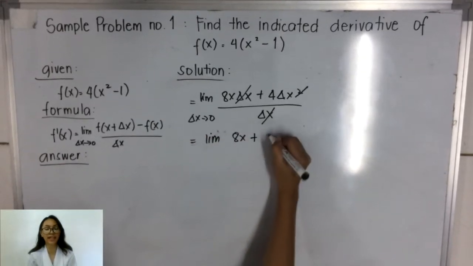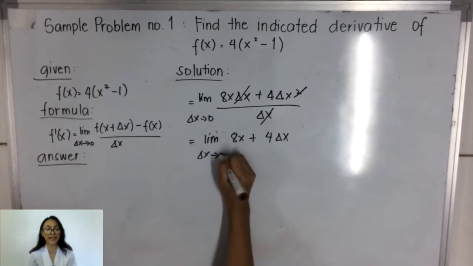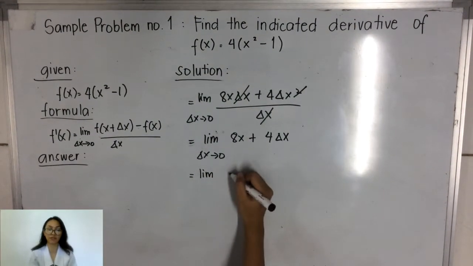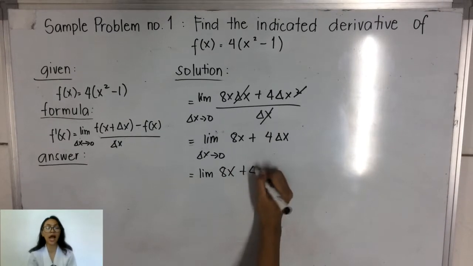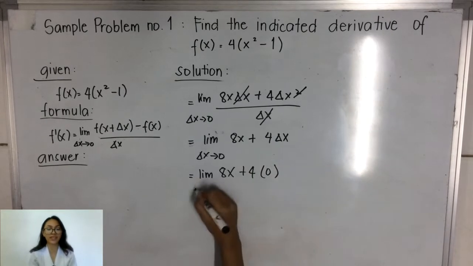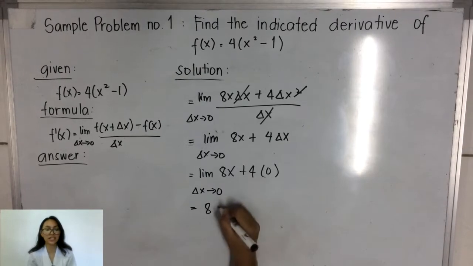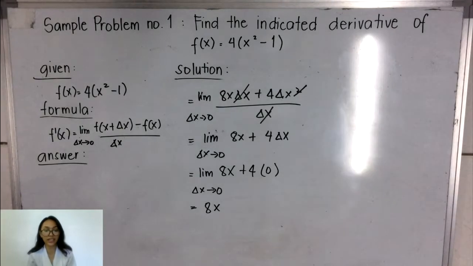Now, we have here f prime of x is equal to the limit of 8x plus 4 delta x as delta x approaches 0. Taking consideration of limits now, it is stated that delta x approaches 0, meaning all delta x left within the equation will be substituted to 0. In this case, 0 will substitute the delta x of 4 delta x, resulting for this whole term to be cancelled. Now, we have only 8x as the answer.